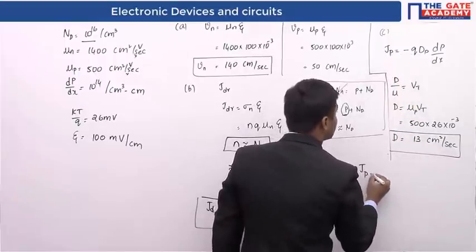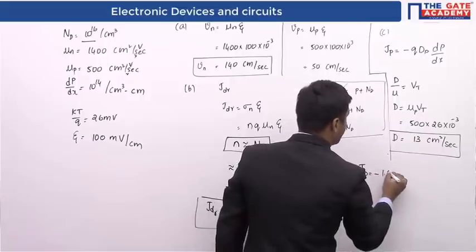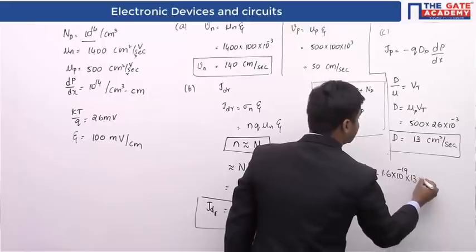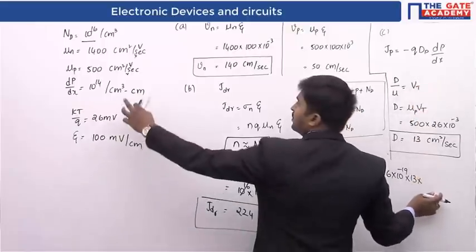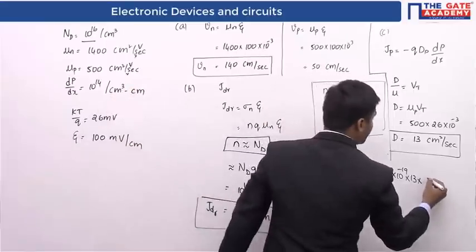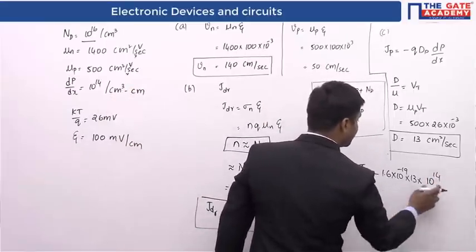So Jp is equal to minus 1.6 into 10 power minus 19 multiplied by Dp, which is 13, multiplied by dp by dx. What is the value of dp by dx? dp by dx is given to be 10 power 14. So we can substitute it.